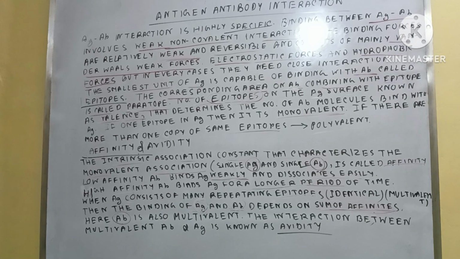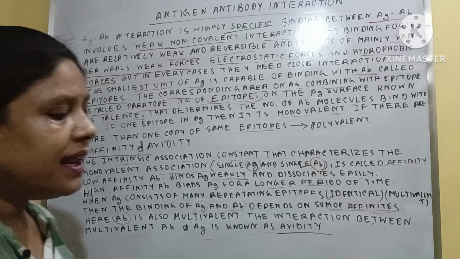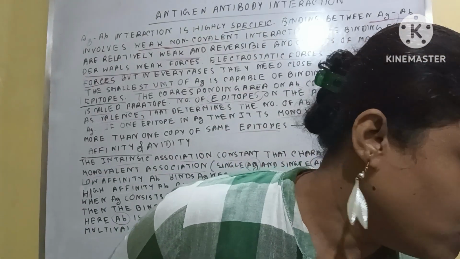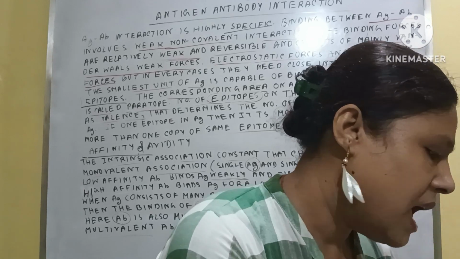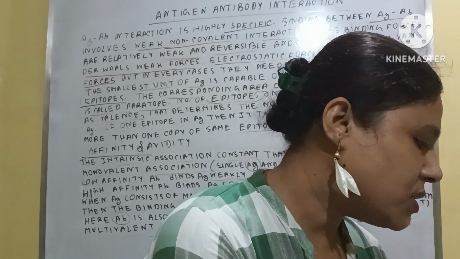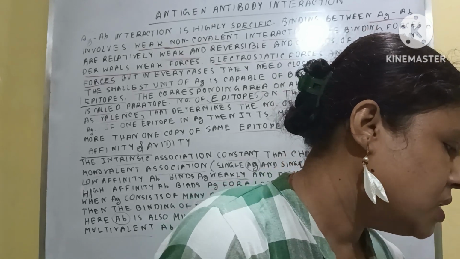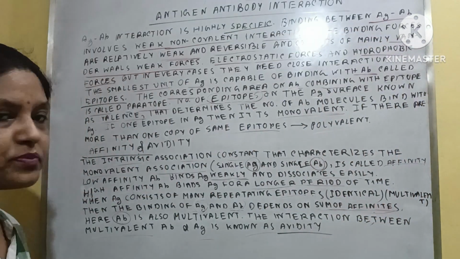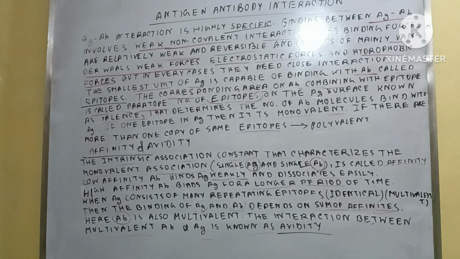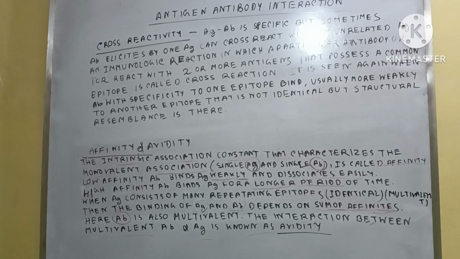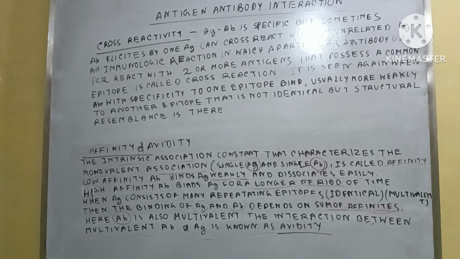So here the interaction between the multivalent antibody and antigen is known as the avidity. Clear? This is the affinity and avidity. And now we will learn about the cross reactivity. Okay? This is the cross reactivity.